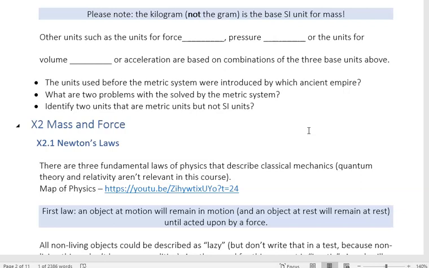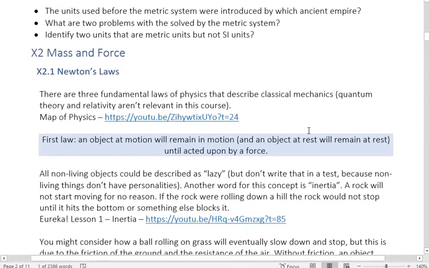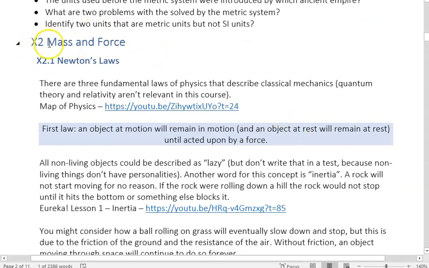Okay, so gram is a bit of a tricky one because gram is based on the SI unit. It's just a multiple. It's 1,000th of it. Liter, you could say, has a close relationship. It's actually the same relationship. It's 1,000th of a cubic meter. Okay. On to our next section, which is mass and force.